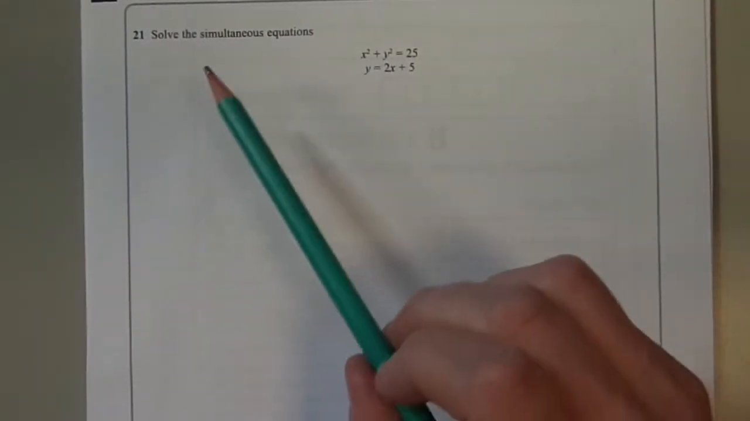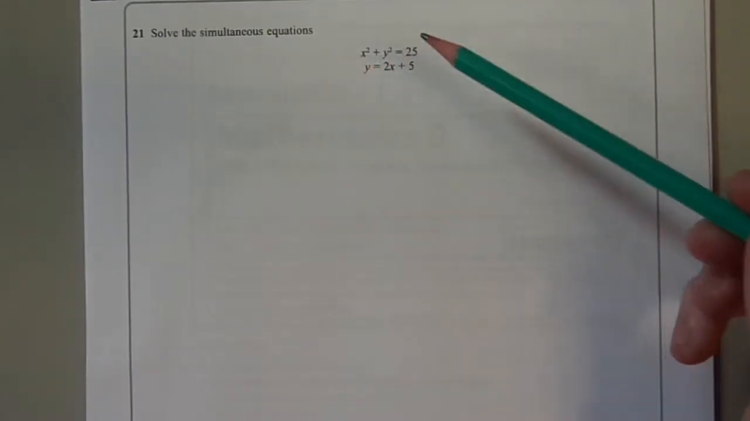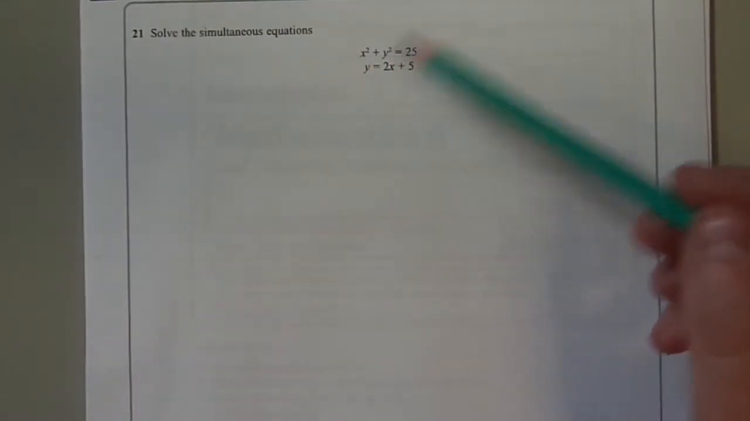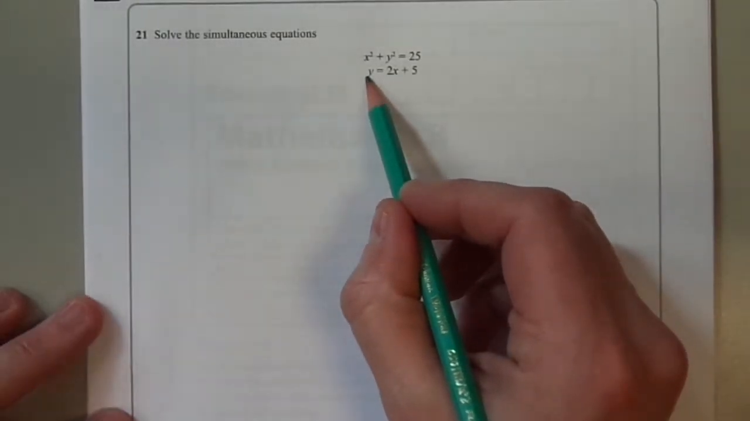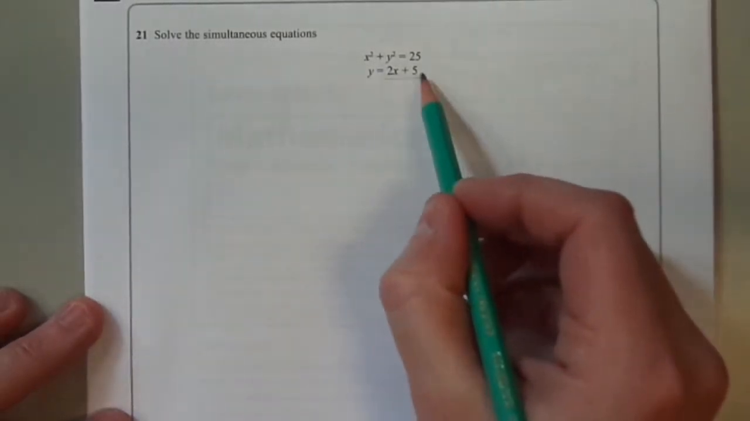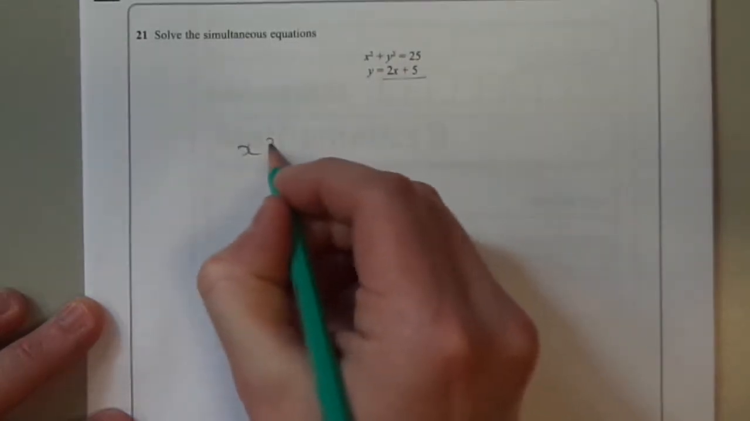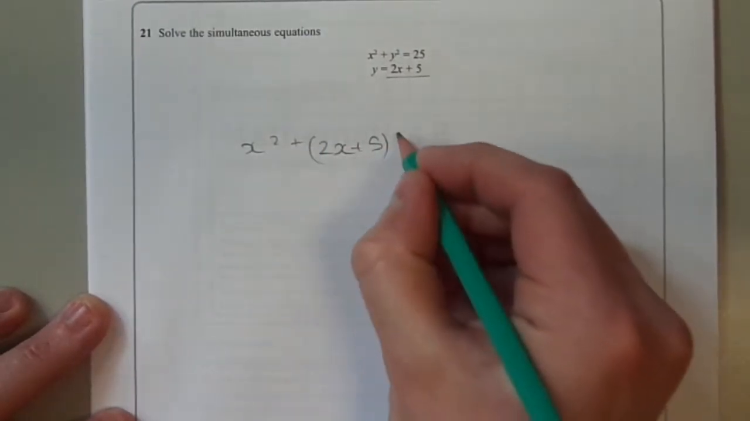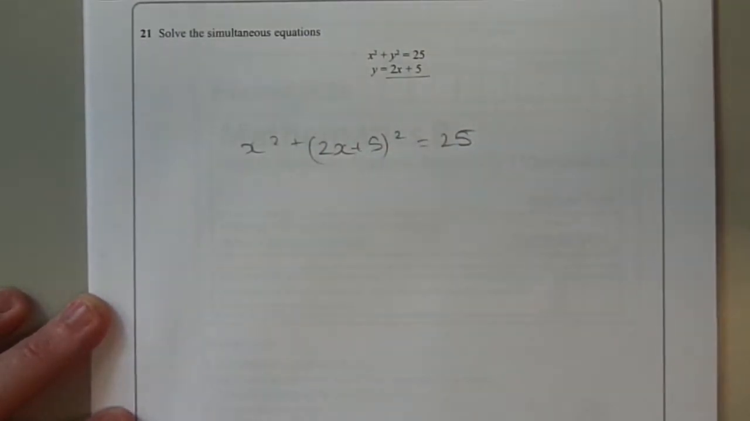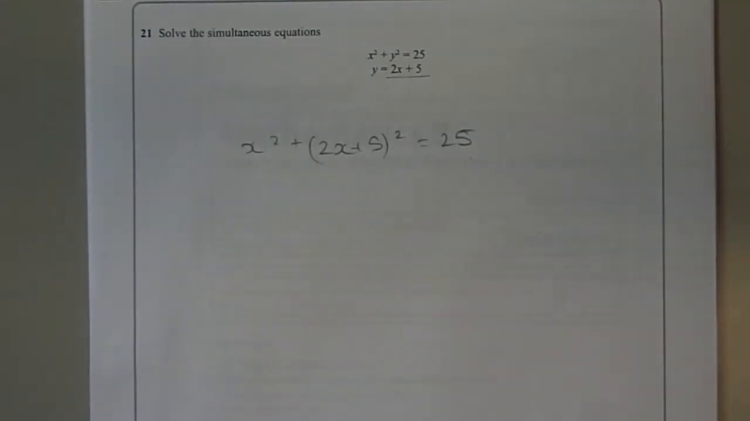Question number 21. Simultaneous equation, but we've got quadratic terms up here. There's no way by adding or subtracting one from the other we are going to eliminate either an x or a y. What you've got to recognize is that the second equation tells you what y is equal to in terms of x. If you swap that y for that expression, replacing y with 2x plus 5, you've now got an equation involving only x which you can solve.